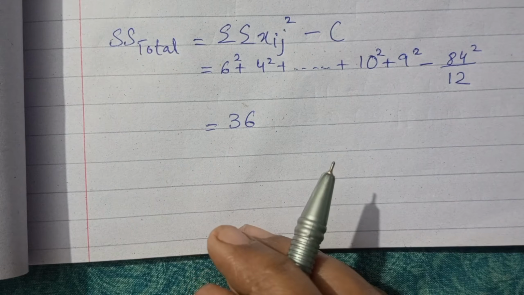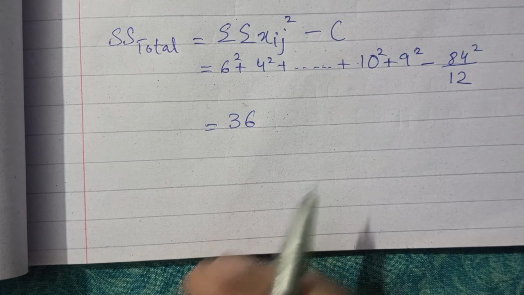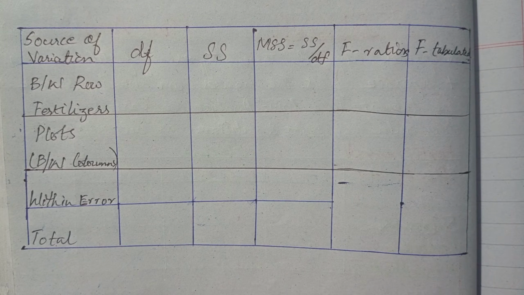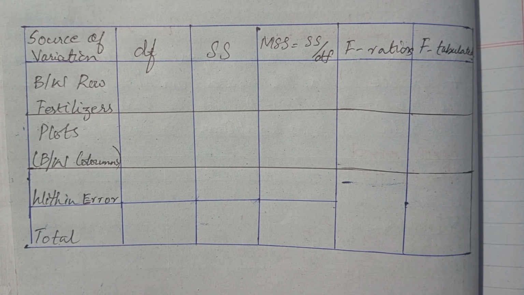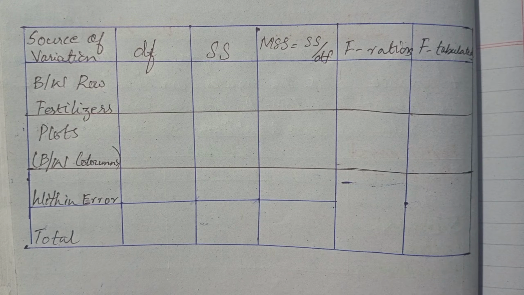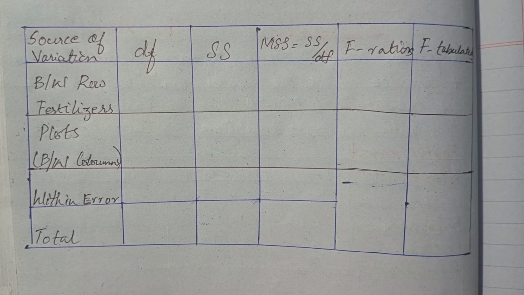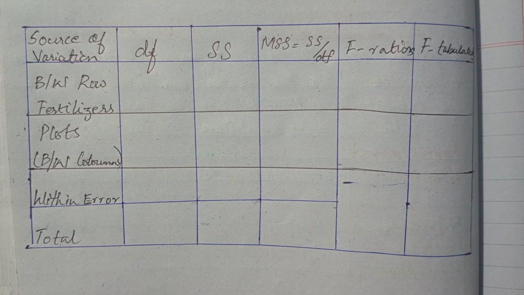Now we will draw the table for all the observations. We will draw this table and write the complete calculation here for the F ratio. So we will compare the F ratio and F tabulated values in this table, and we get the complete result.